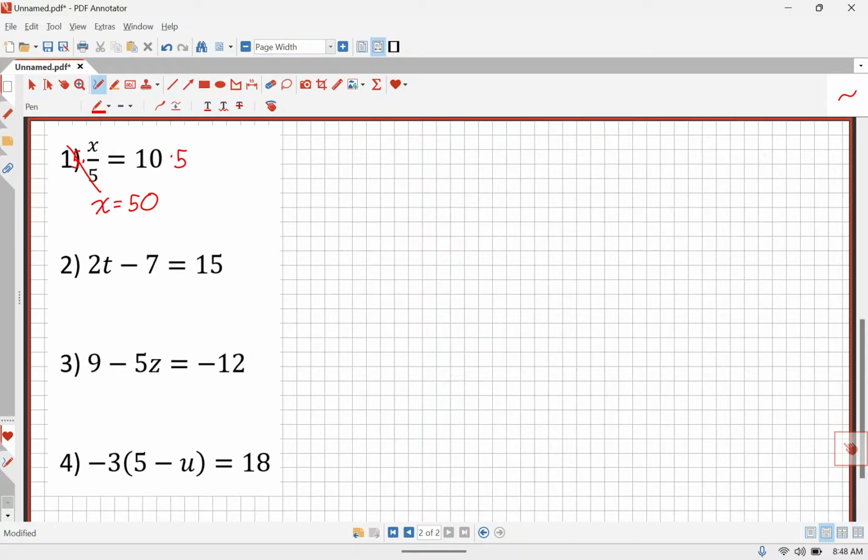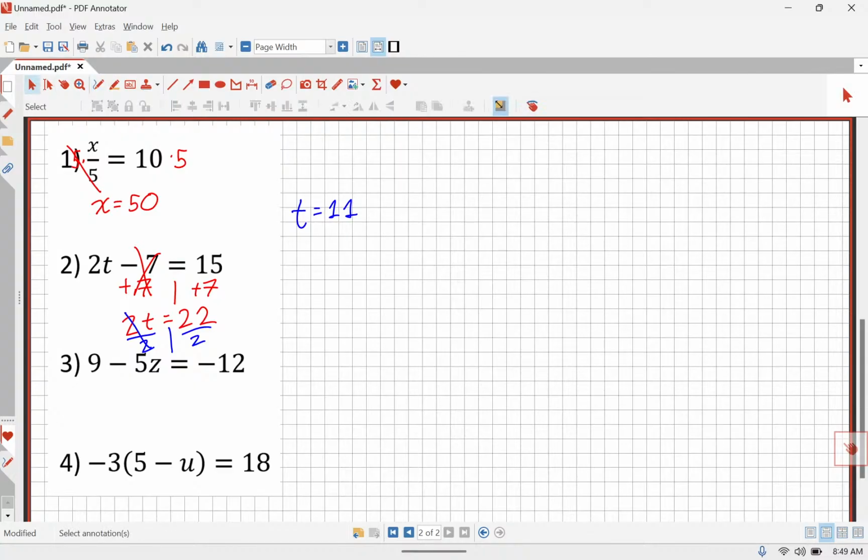Let's see here. That's going to be Tommy. On number 2, what's going to be our first step here? That's right. We need to add 7 to both sides. So that's going to give me 2t is equal to 22, I think. And then what am I going to do to finish that off? Divide both sides by 2, and t equals 11. How many of us either got t equals 11, or we see how we got t equals 11 and aren't too concerned by something like that?